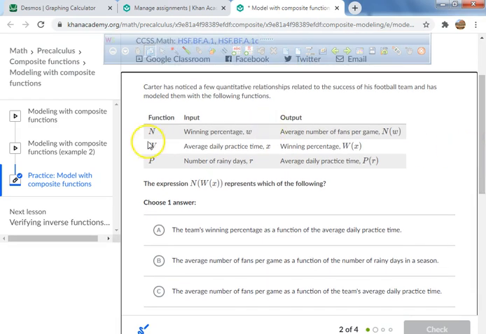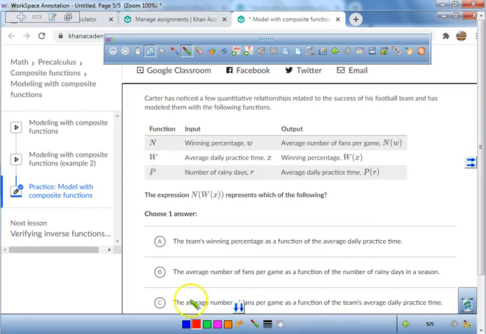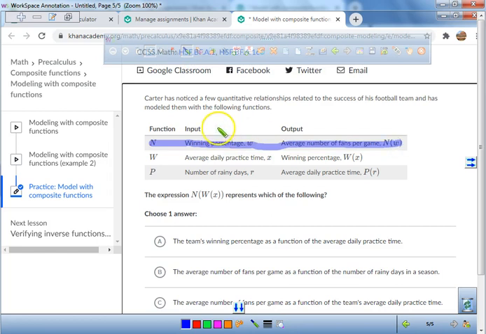All right, so it says function n. I'm going to highlight different things here. So we have function n is dealing with winning percentage. If you have the winning percentage, the output is the average number of fans. So if you have a good winning percentage, there's more people in the stands. Okay, I see it.